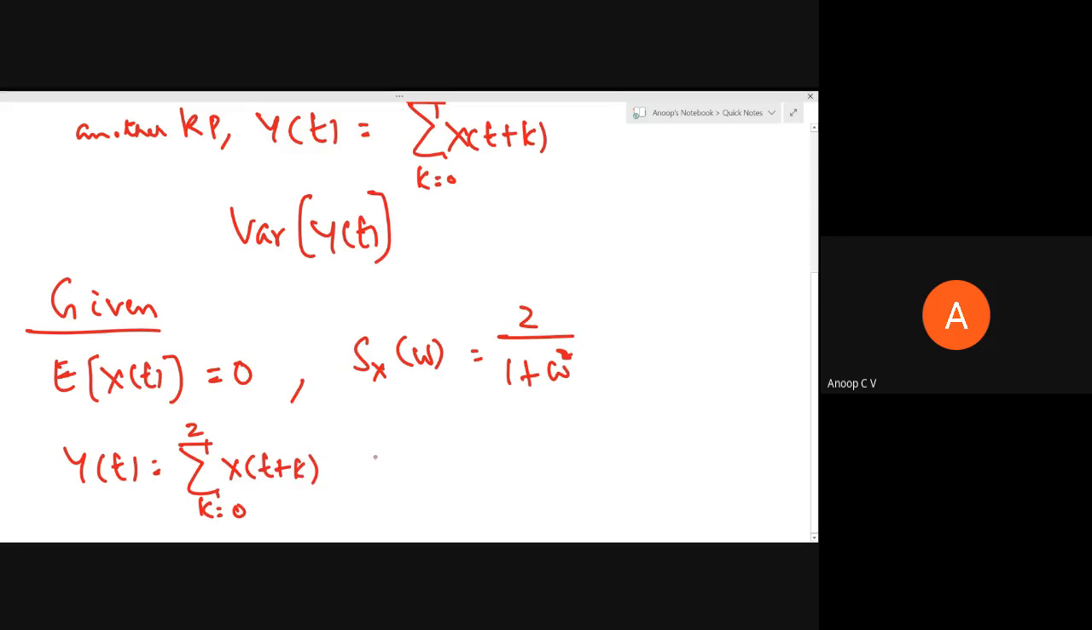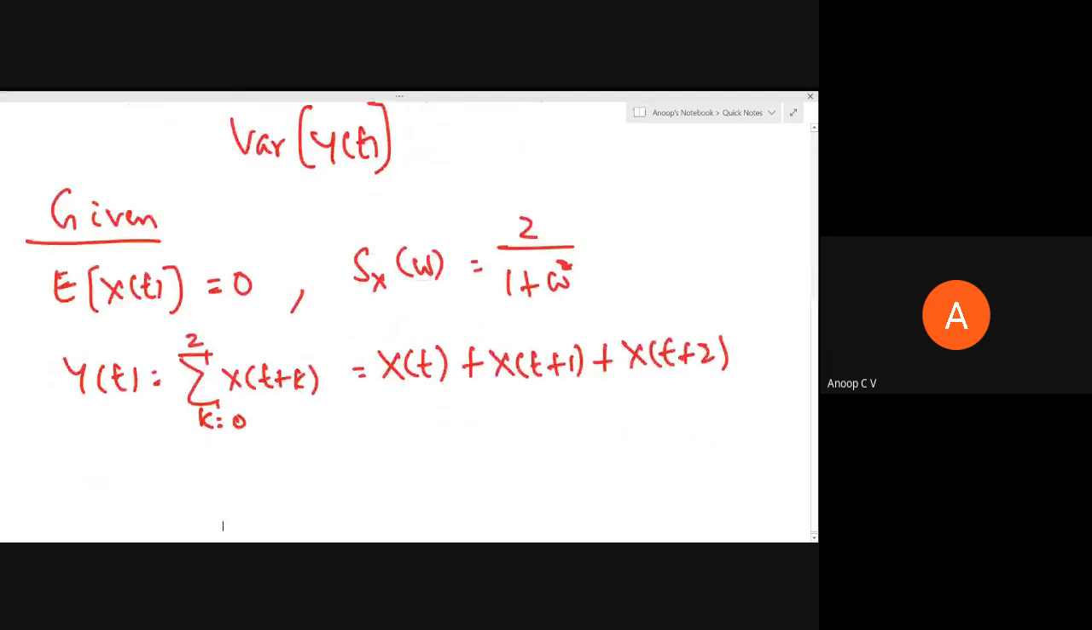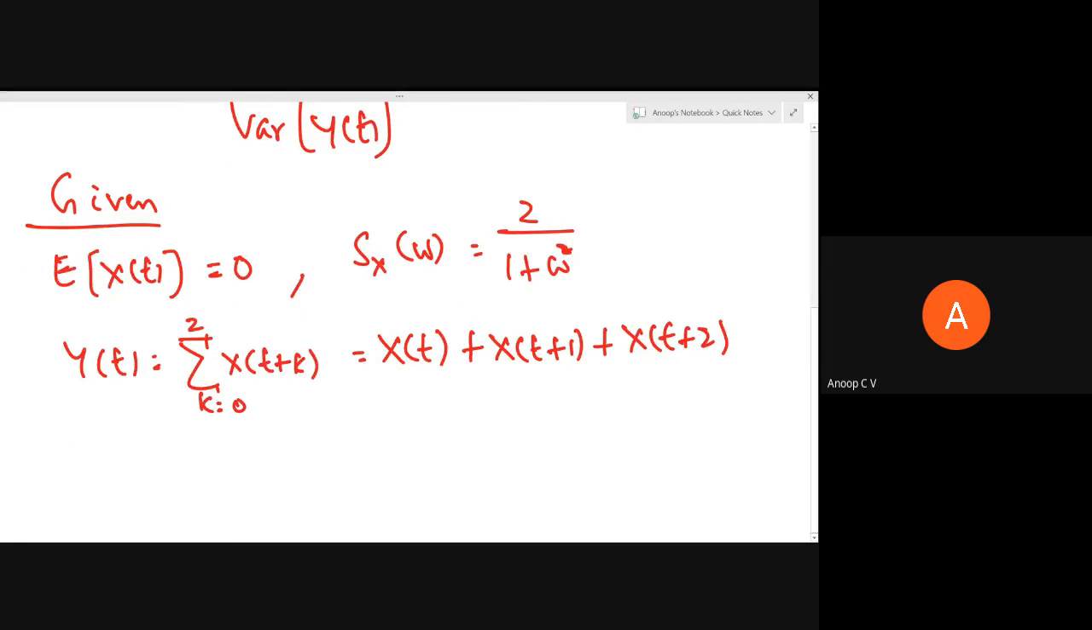So I can just go ahead and expand. As there are only k equal to 0, k equal to 1, and k equal to 2, if you substitute k equal to 0, 1, and 2 and write it as a sum, we'll get that. When k equal to 0, it will be x of t, plus when k equal to 1, x of t plus 1, and when k equal to 2, x of t plus 2. So what is the meaning of x of t plus 1, x of t plus 2? These are random variables at different time instants.